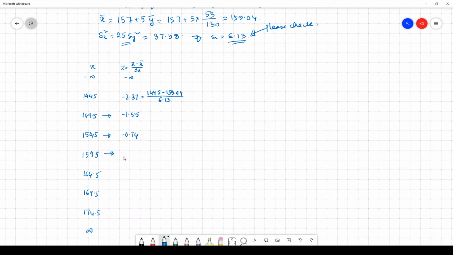The z score of this value is 0.07, then 0.89, then 1.71, then 2.52, and the last one is infinity. So now, using the z table, we compute phi z.